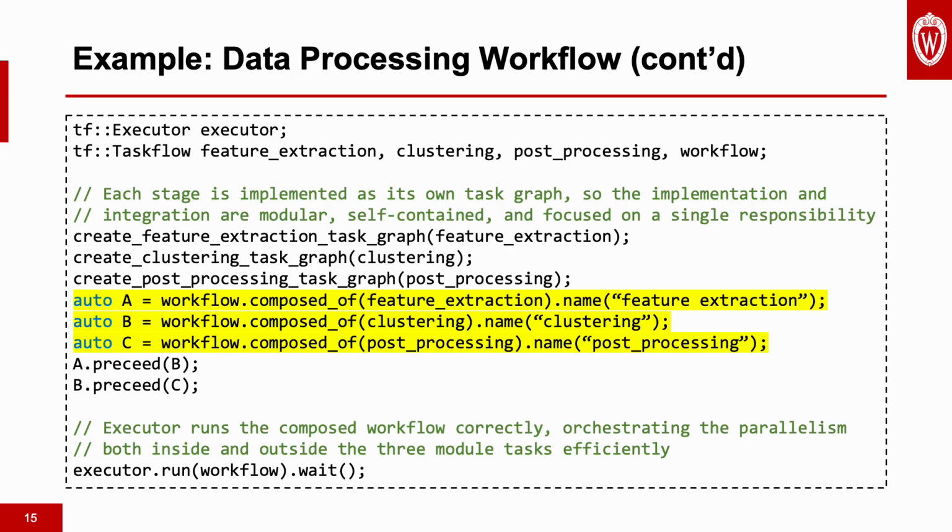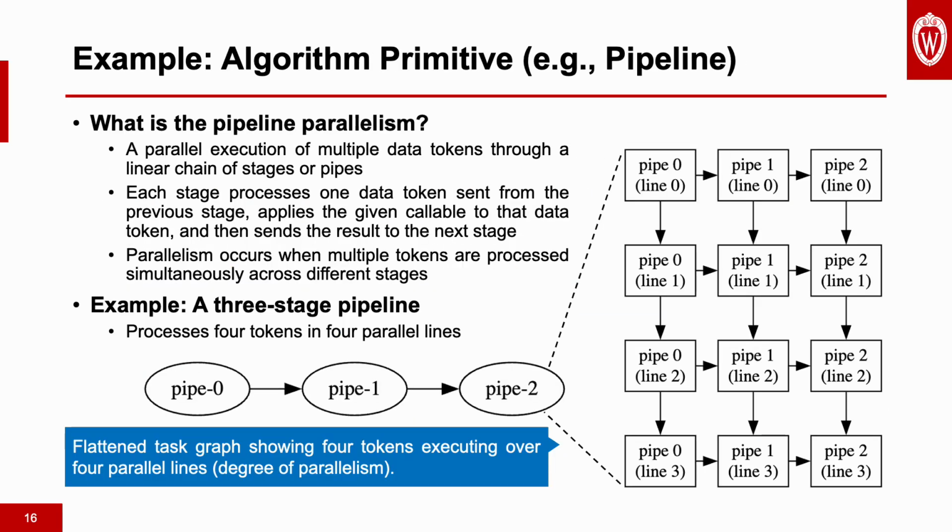The key point here is each stage is implemented as its own task flow, so the implementation and integration are modular, self-contained, and focus on a single responsibility. Then, the executor will run a composed workflow graph correctly, orchestrating the parallelism both inside and outside the three modular tasks efficiently. The next example that can benefit from composable tasking is building algorithm primitives.